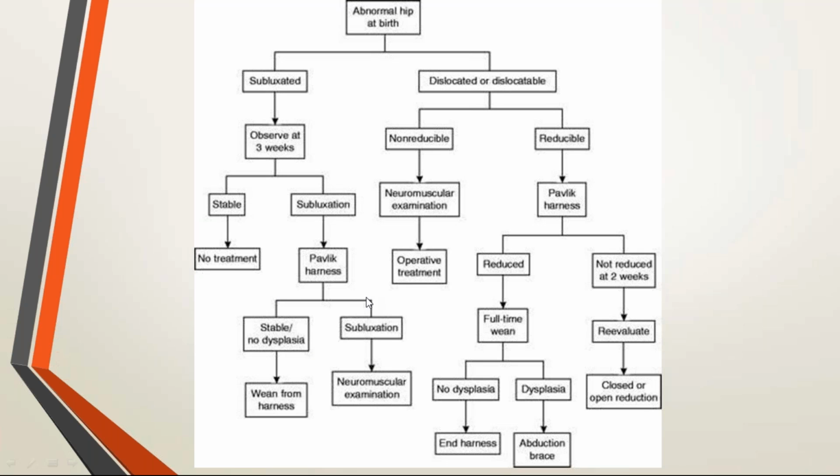Even in the Pavlik harness, there is subluxation. Then check for the neuromuscular examination. This is the section of subluxation. This is a mild variety of DDH. Coming to DDH in the severe variety, that is like dislocatable form.